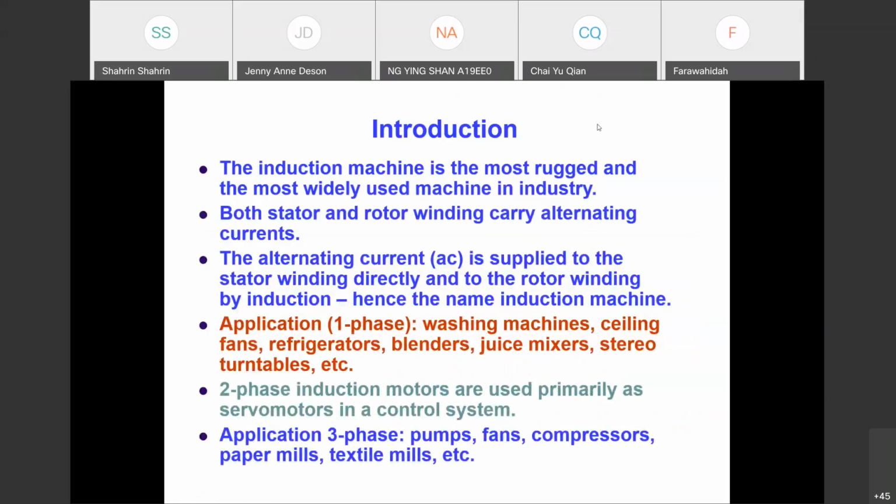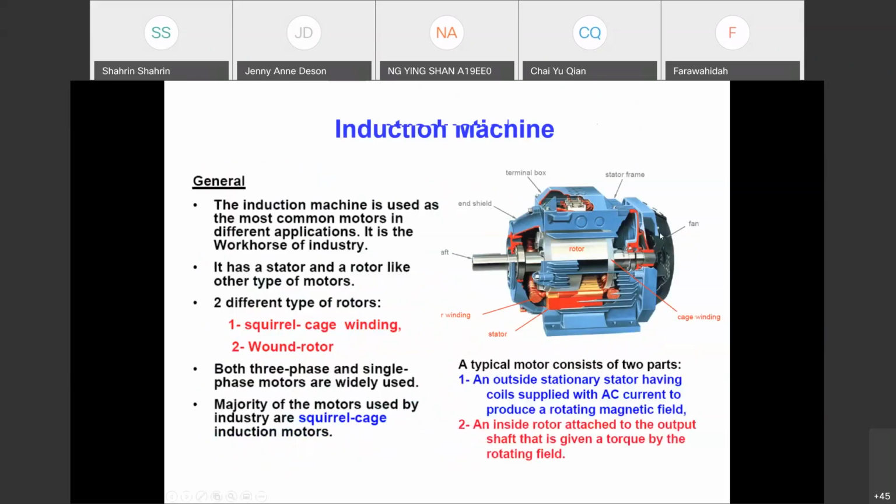Okay, so this one I think I can skip. This one also. Just for your information, we have the stator and rotor. The rotor is the part that rotates. For the rotor itself, it has a winding. Stator also has a winding here. Depending on the type of the winding, we can have two different rotor types, which are the squirrel cage rotor and the wound rotor. Okay, but mostly the industry uses a squirrel cage rotor for their induction motor.